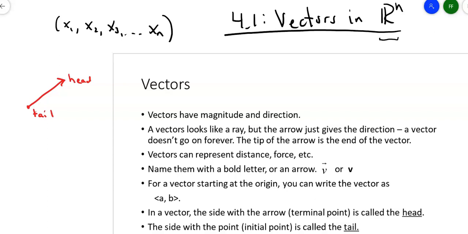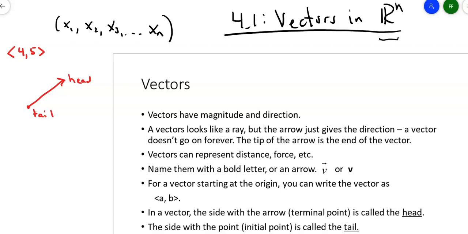If you're starting the vector at the origin, then you write it with components like this. If you have the vector 4, 5, that means that your vector goes in a direction that would be equal to walking 4 units to the right and 5 units up, starting at the origin. They can represent anything. They can represent distance. Oftentimes they do. They can represent force. They can represent other things as well, and you'll see that as we go on through the chapter.